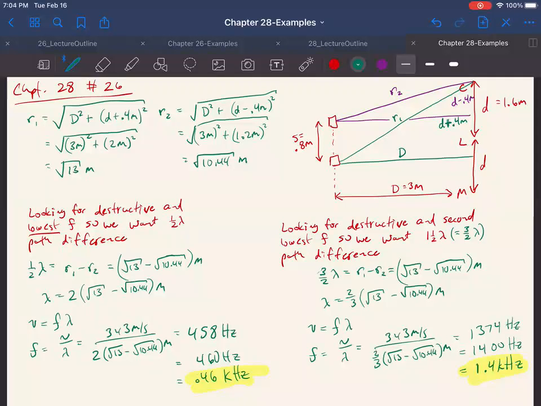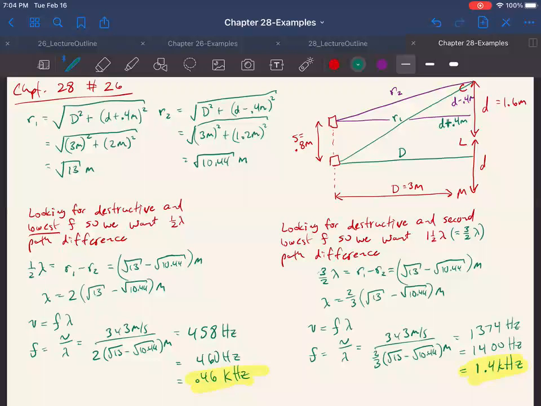All right. So this was the first one I was asked about here. It's from chapter 28. It's number 6 in your homework. So if you want to look up the exact wording of this, you can. But essentially, there were two speakers, and they were a certain distance away from Larry, Mo, and Curly.